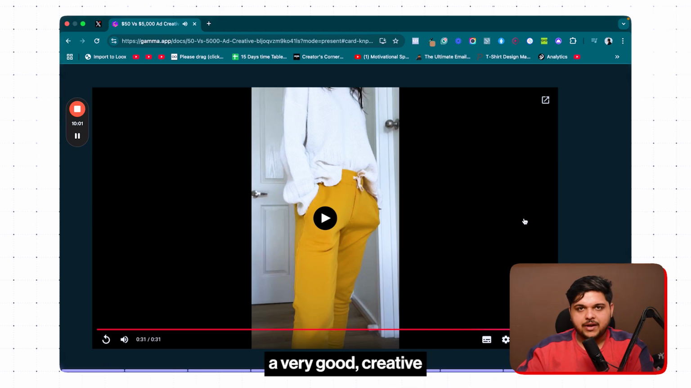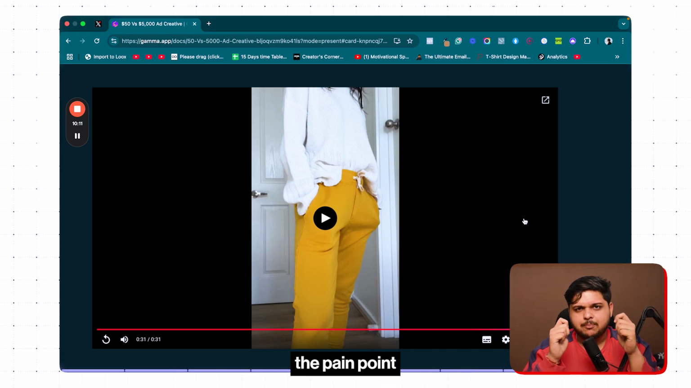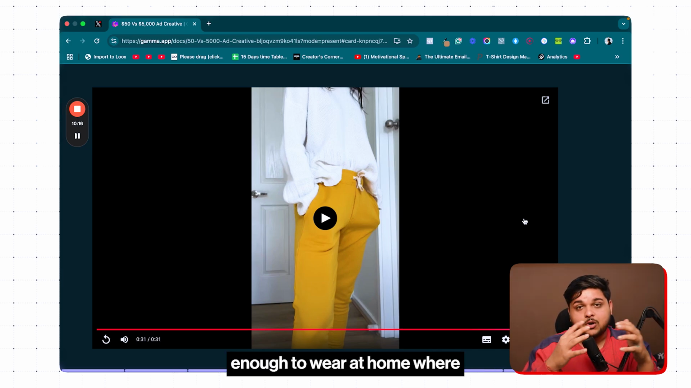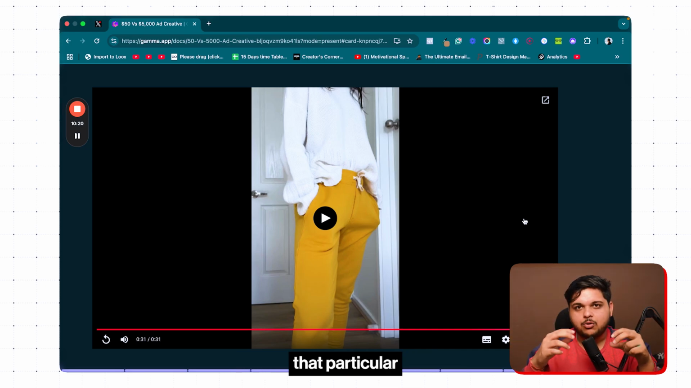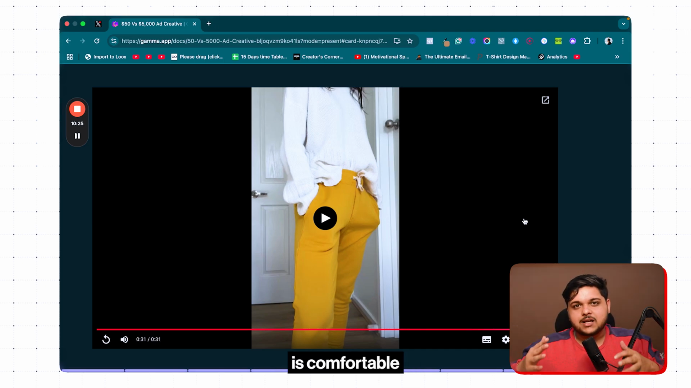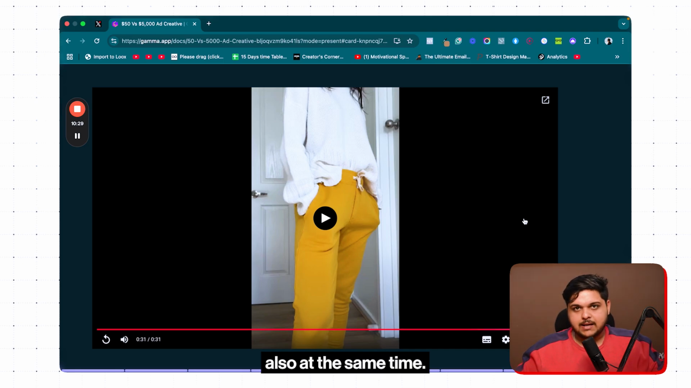Now, it's a very good creative because it's a UGC creative with the perfect kind of audience that we are looking for. At the same time, it targets the pain point that a lot of women face: they do not have a pant versatile enough to wear at home and on multiple occasions. So we really bring out that aspect in the creative: you can wear this pant at home because it's comfortable, and you can go out with it because it's stylish too. Clearly it was a winning creative for us, and it's still running with a very good ROAS and a very good amount of spend.